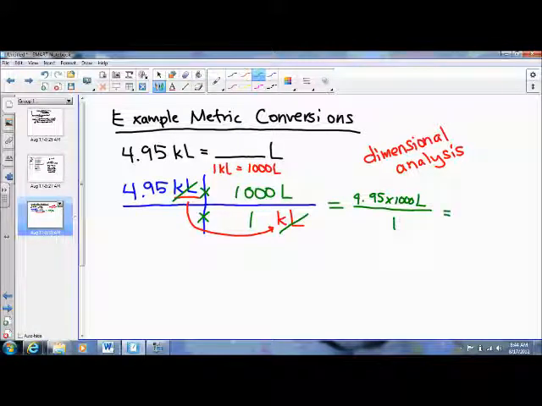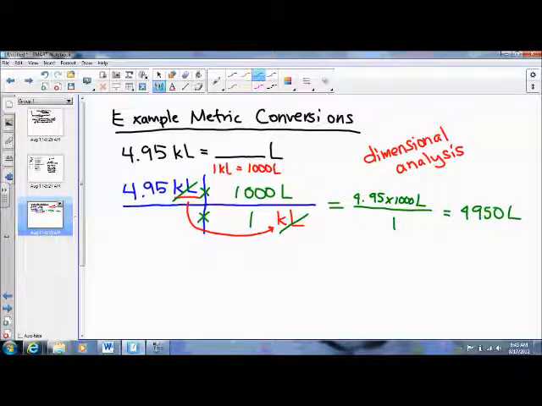So now that looks like a calculator problem. So we're just going to get out our calculators. 4.95 times 1,000. That's 4,950. We know that's divided by 1, so we don't need to do that. 4,950. And we didn't cancel out the L, so we still have to have the L, the units.